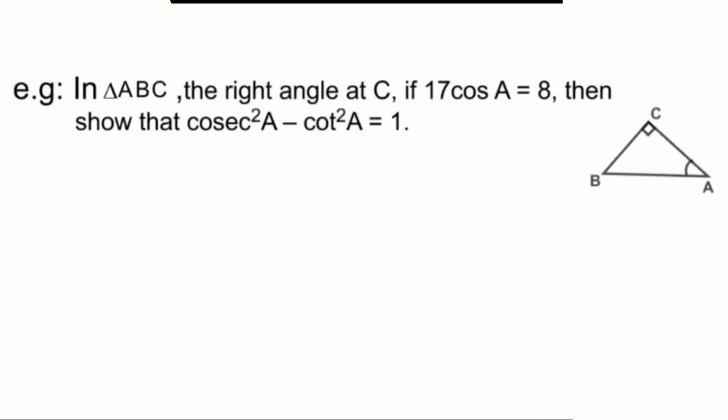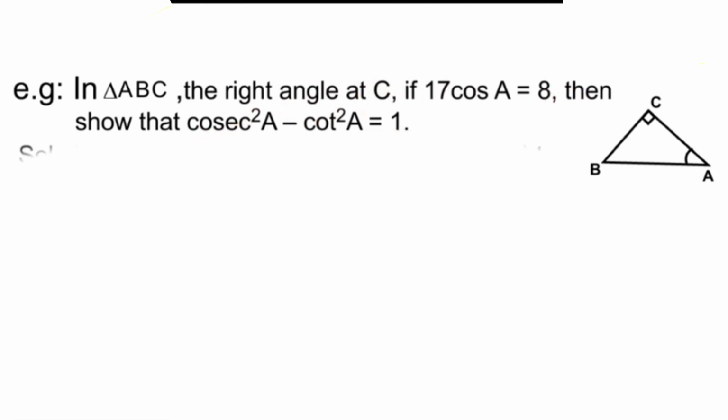Next, in triangle ABC, the right angle at C, if 17 cos A is equal to 8, then show that cosecant square A minus cot square A is equal to 1. Children, in this problem, the value of 17 cos A is equal to 8. We need to prove the value of cosecant square A minus cot square A is equal to 1.